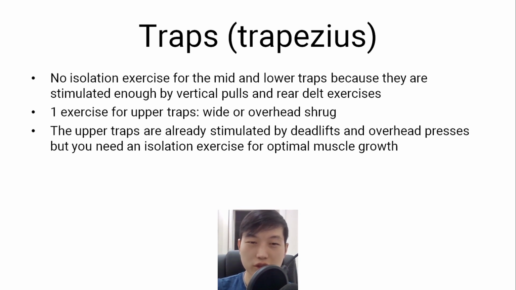So if you care about your upper traps, you can add a wide or overhead shrug. Personally, I don't really care about my upper traps, so I don't isolate my upper traps. But if you want optimal muscle growth and you want to grow your upper traps, then you need a wide or overhead shrug for optimal muscle growth.